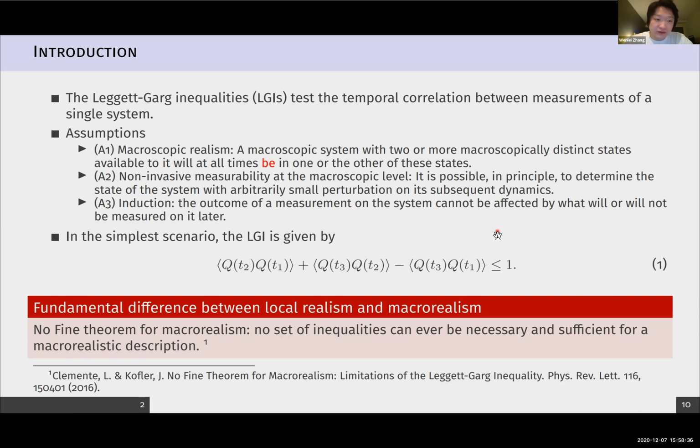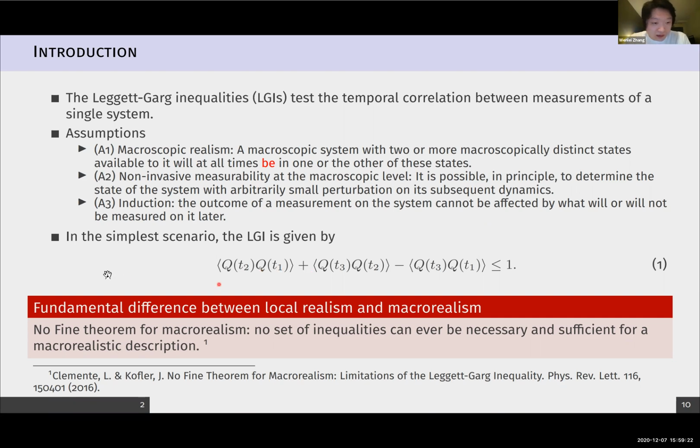The conjunction of these three properties is sometimes referred to as classicality in the literature. But in my personal opinion, that is a little bit confusing, and I think it is better to refer to each assumption explicitly when we're discussing these issues. In the simplest scenario, the Leggett-Garg inequality is given by this equation, equation 1, where T1, T2, T3 are different points in time where the measurement is made, and Q is some dichotomic observable.